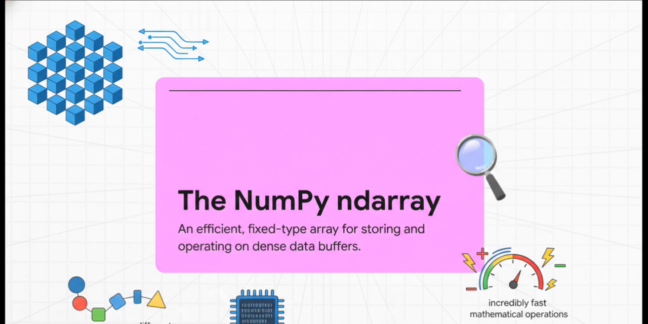Now here's the key difference between this and a regular Python list. A list can hold anything, numbers, strings, you name it. But a NumPy array, it insists on having one single data type. Now that might sound like a drawback, but it's actually its superpower. Because all the data is the same type, NumPy can pack it all together in one continuous block of memory, which makes it incredibly fast to work with.